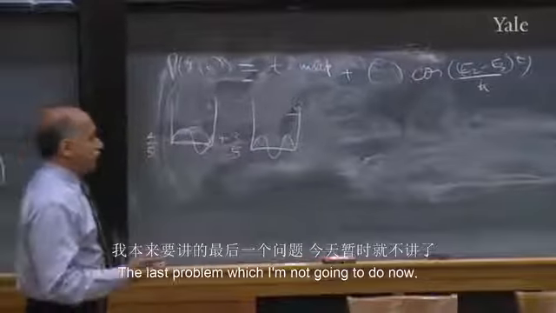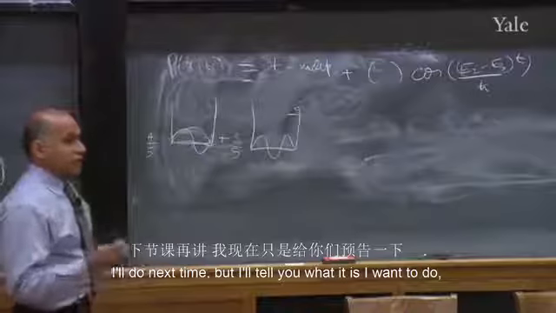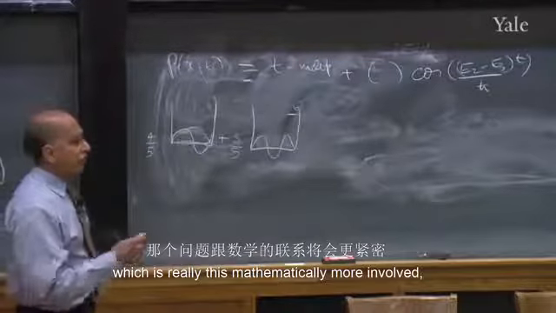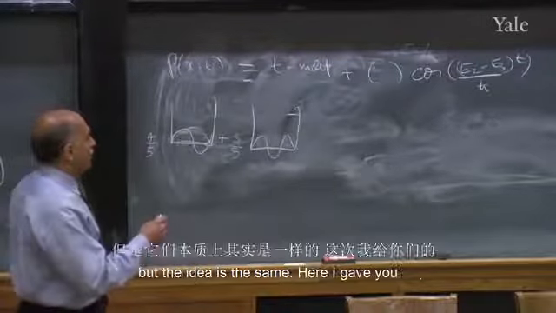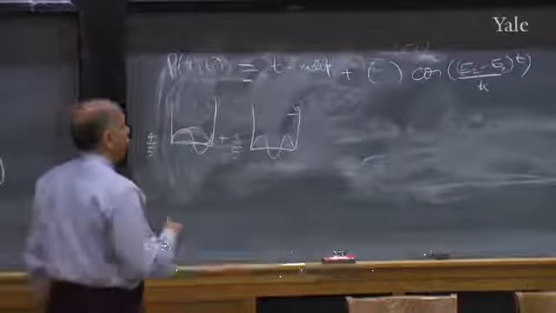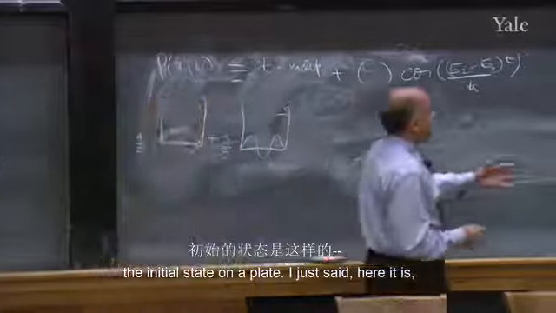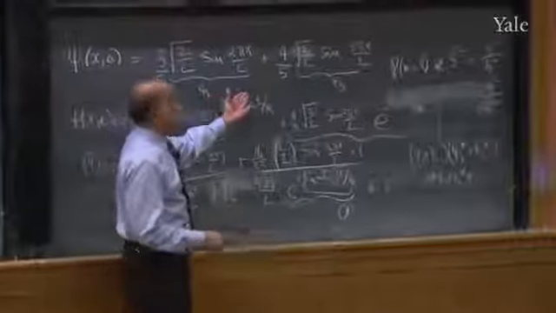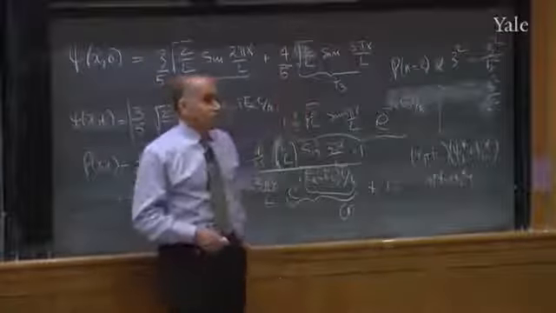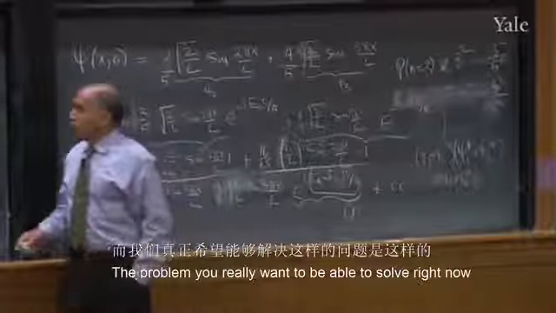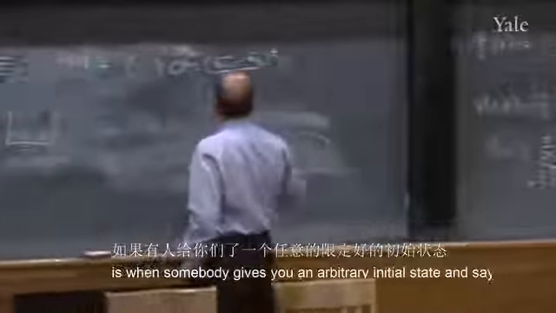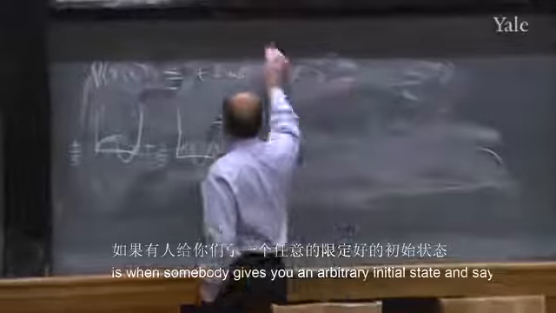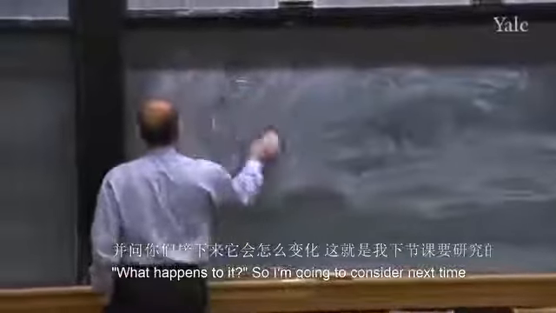The last problem, which I'm not going to do now, I will do next time, but I'll tell you what it is I want to do, which is really just mathematically more involved, but the idea is the same. Here I gave you the initial state on a plate. I just said, here it is, 3/5 times one function of definite energy, 4/5 times another function of definite energy. The problem you really want to be able to solve is when somebody gives you an arbitrary initial state and says what happens to it.